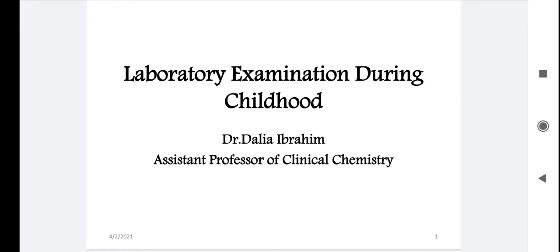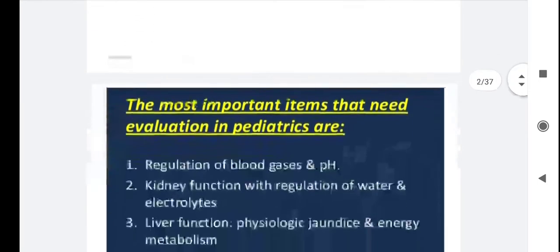Today our lecture is about laboratory examination during childhood. This lecture will be presented by Dali Ibrahim Waqallah, Assistant Professor of Clinical Chemistry.